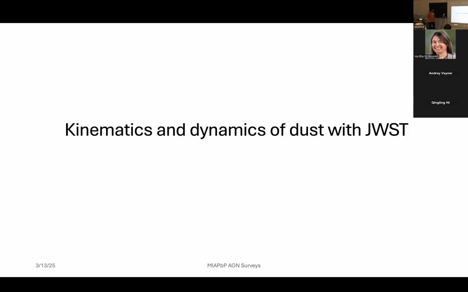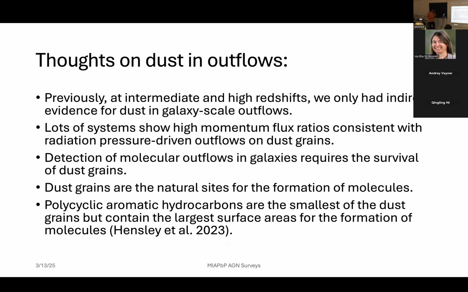So we had both NIRSpec data, which is what I was just showing here with IFU, but we also had MIRI data for this object. And so for the rest of the talk, I'm going to briefly highlight the most recent results that we got from that data. And so just a few thoughts about dust and outflows, sort of to set up this new detection that we have.